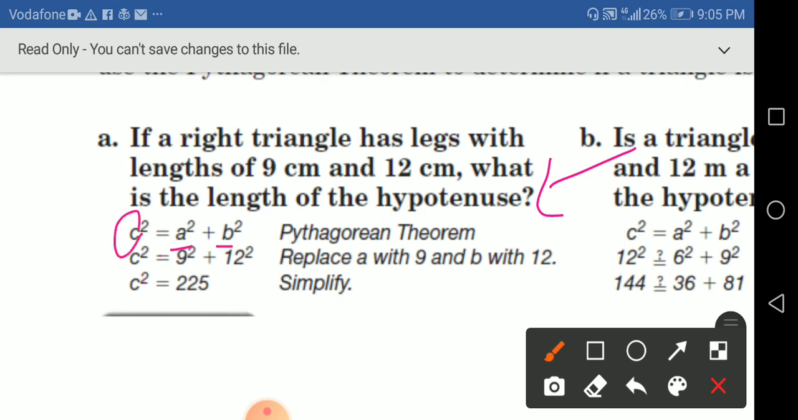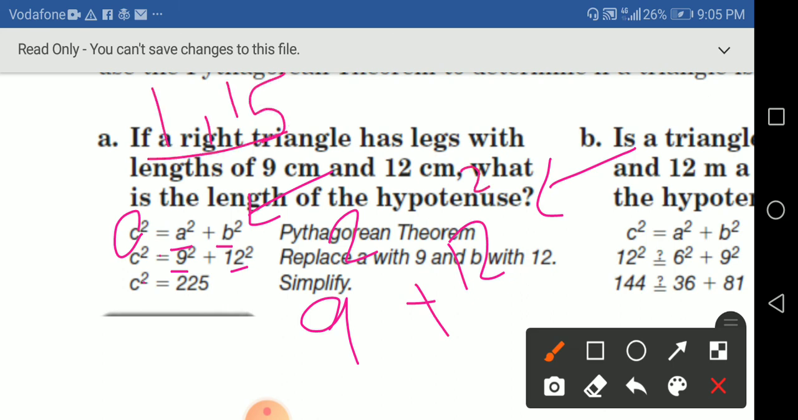So c power 2, I will write the rule first, and I will substitute here the values for the legs. So I got c power 2, the hypotenuse, equals 9 power 2 plus 12 power 2. We have to study the square roots from 1 to 15. Okay, 9 power 2, 9 times 9 gives me 81. 12 power 2 gives me what? 144. The addition of them gives me 225.